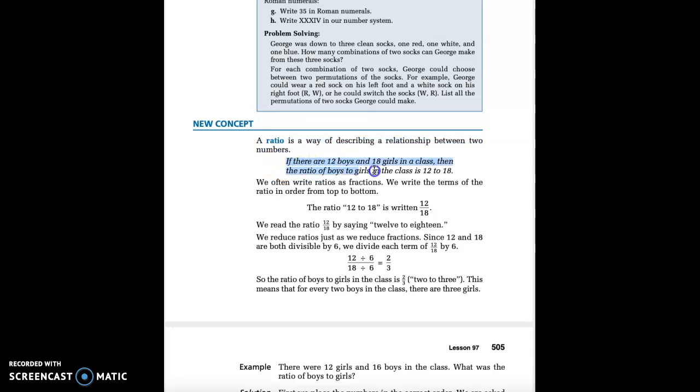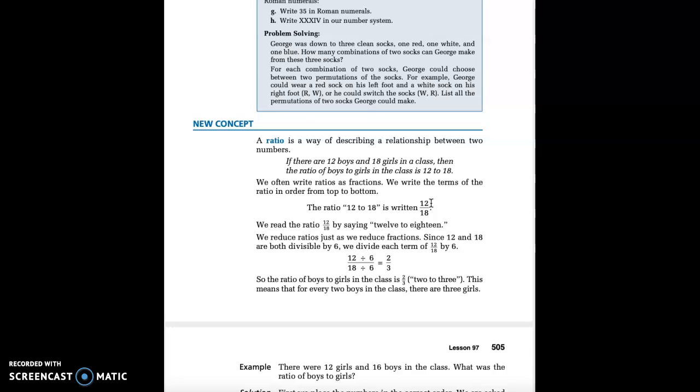So let's go ahead and read this with in mind the fraction of boys and girls. So if there are 12 boys and 18 girls in a class, then the ratio of boys to girls in the class is 12 to 18. And we would write that as 12 over 18.